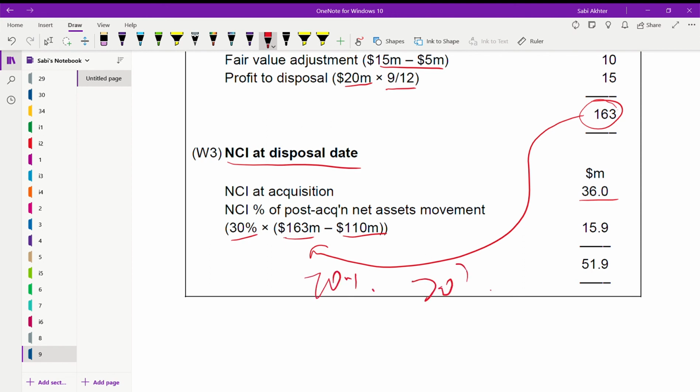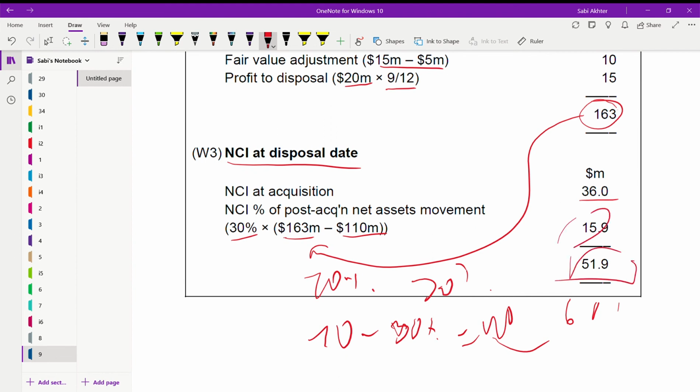Not after you are disposing. Let's say you have disposed 30%, right? And you became 40%. So at 40%, you cannot have NCI more than this. You cannot have an NCI when you are not a subsidiary anymore. So when you are at 70%, what is the NCI, at that you have to take the percentage, and hence it is 51.9. So that's it.